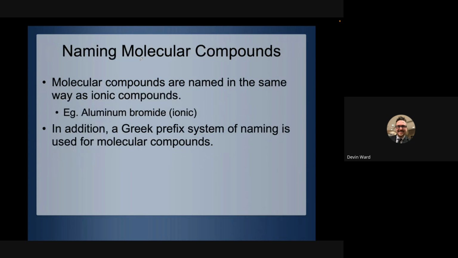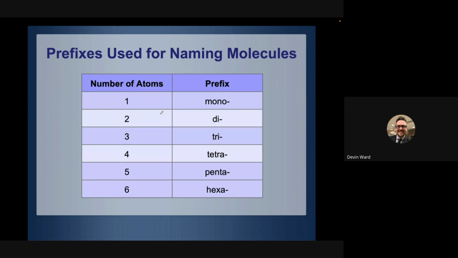So molecular compounds are named similarly to ionic compounds. How we had aluminum bromide for an ionic compound, the IDE suffix, we use that suffix. So the end of the compound is going to have IDE. But we also use a prefix system for naming molecular compounds, and that helps tell you that it's a molecular compound, not an ionic compound. Based on how many atoms we have in the molecule, we're going to use a different prefix.